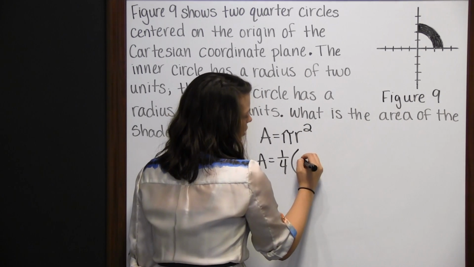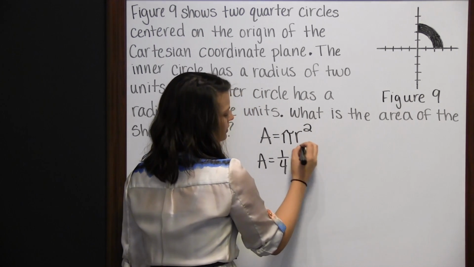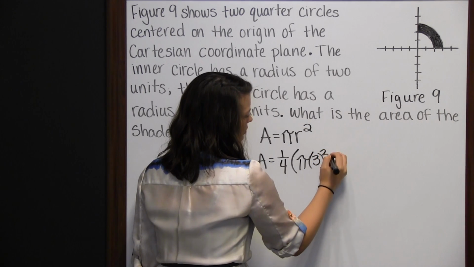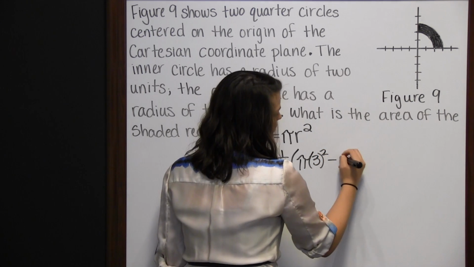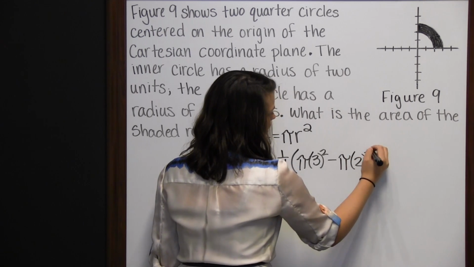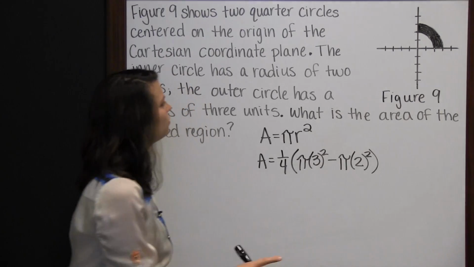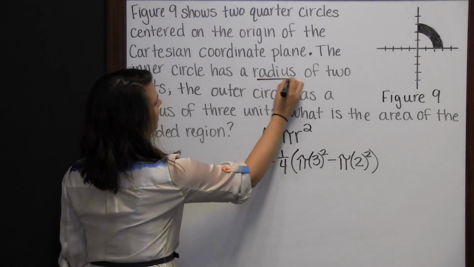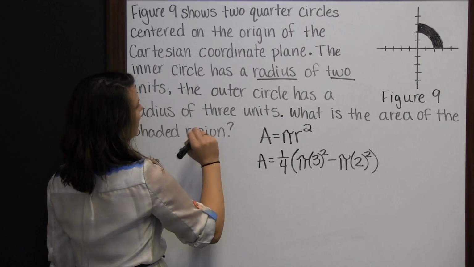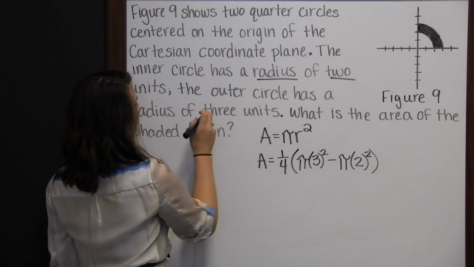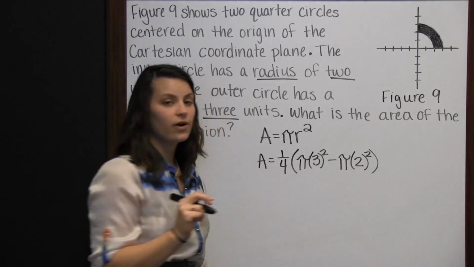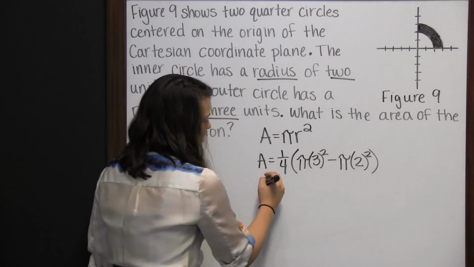And the area of the large circle would be pi times the radius, which is 3 squared, minus the area of the small circle, which would be pi times 2 squared. And the 3 and the 2 came from the radius. The radius of the small circle is 2, and the outer circle has a radius of 3. So that's where these numbers came from. And now let's simplify that.